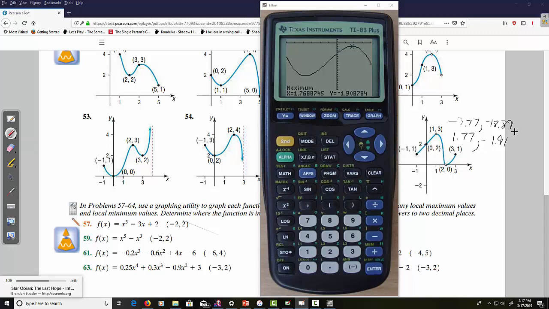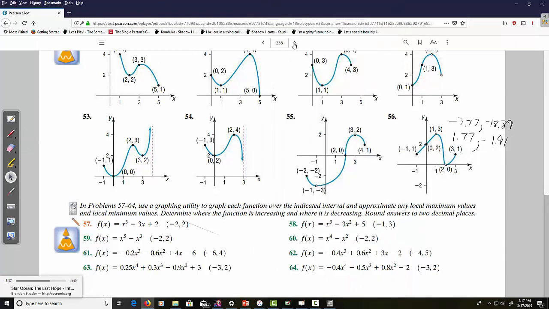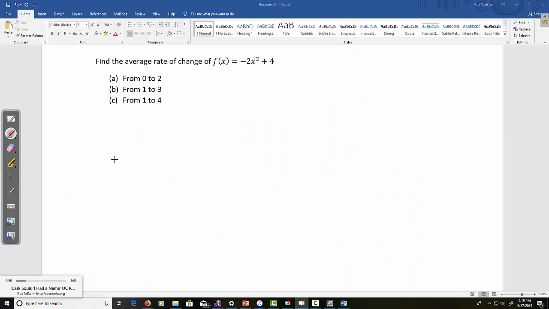The last thing we're going to talk about in this section is average rate of change. So this is problem 65 from 3.3. And we're going to find the average rate of change of f of x equals negative 2x squared plus 4 from various x values. So what is the average rate of change?